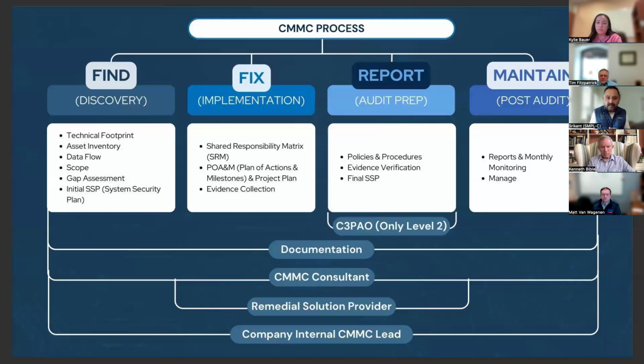Tim, do you have anything to add here? I know you guys have been talking to a few folks.